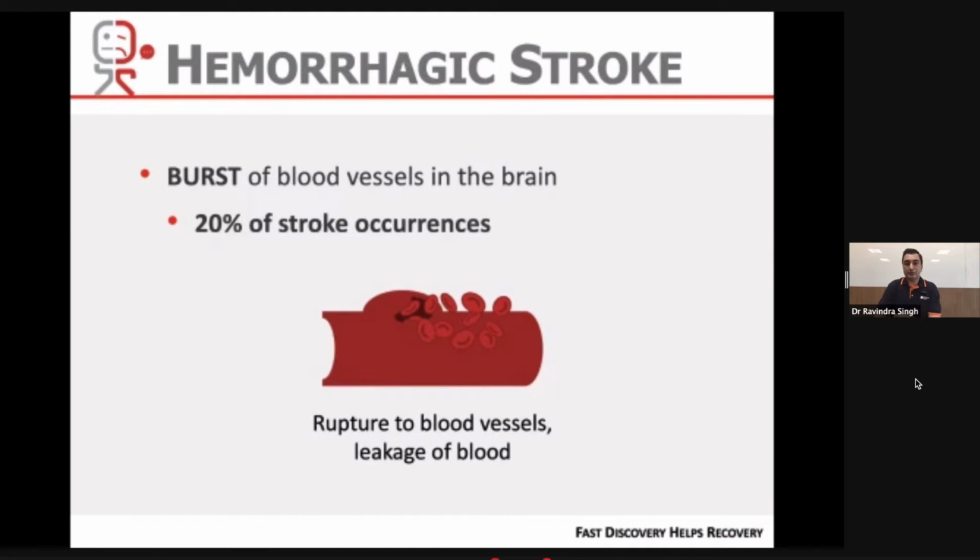The other type of stroke is called the bleeding type of stroke, that is hemorrhagic stroke. A burst of blood vessels or leakage of vessels is called hemorrhagic stroke, or bleeding type of stroke. It comprises around 20% of total strokes.